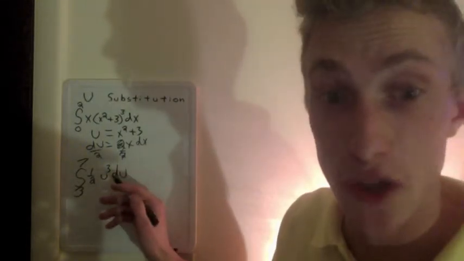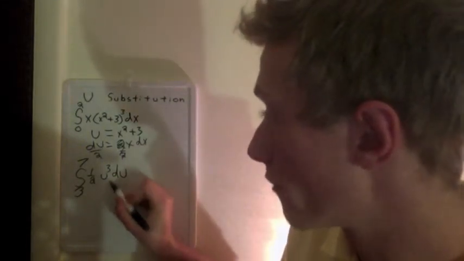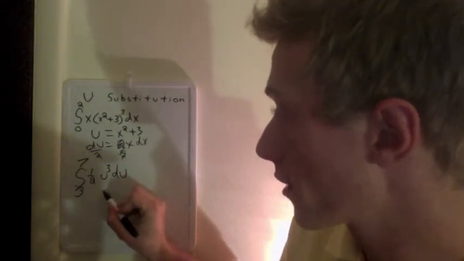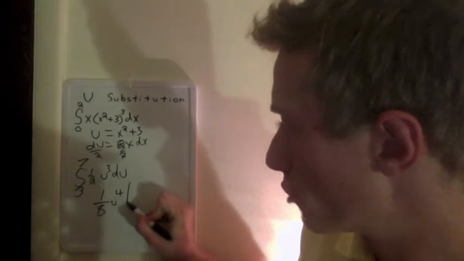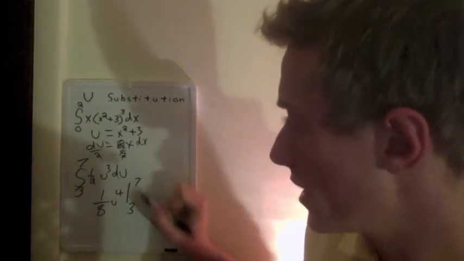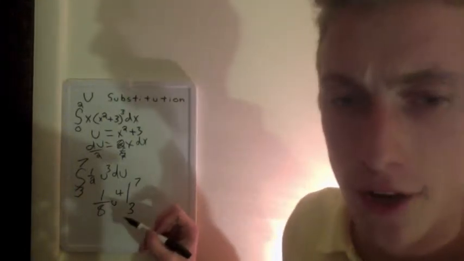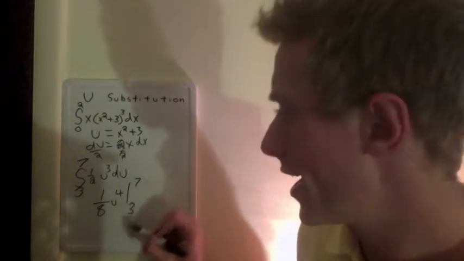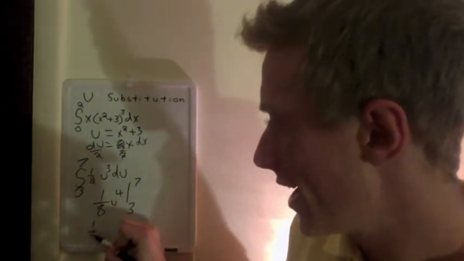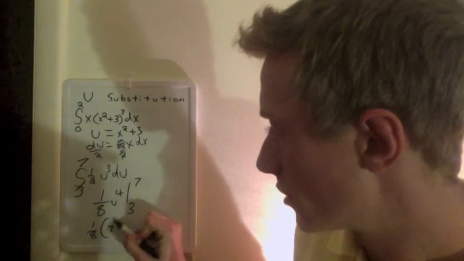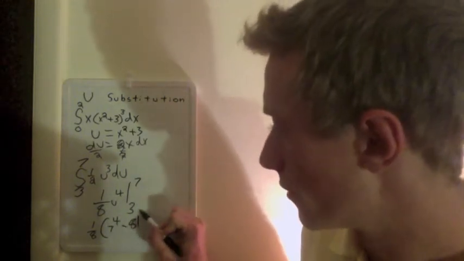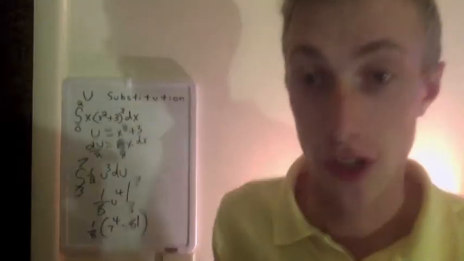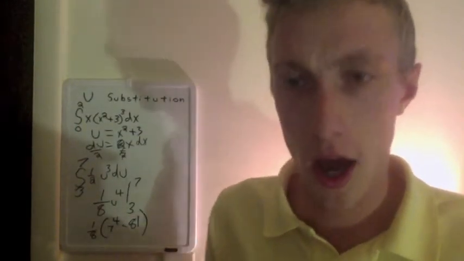So I know that the antiderivative of u cubed is 1/4 u to the 4th. 1/2 of that is 1/8 u to the 4th. I'm going to evaluate it between 3 and 7. I don't know 7 to the 4th off the top of my head, but I know that this will be 1/8 times 7 to the 4th minus 81.